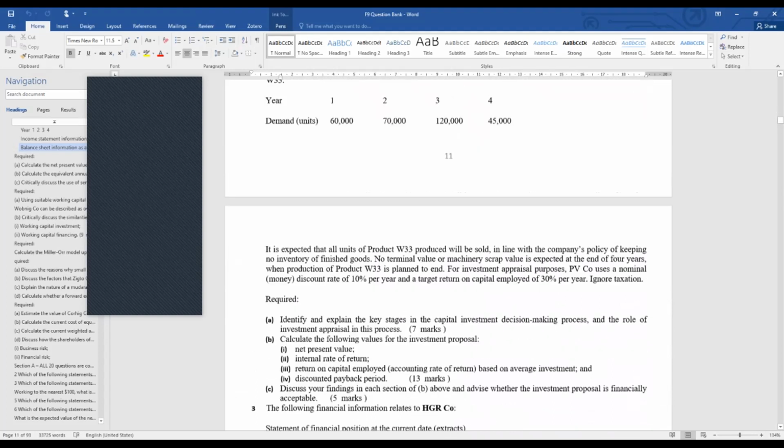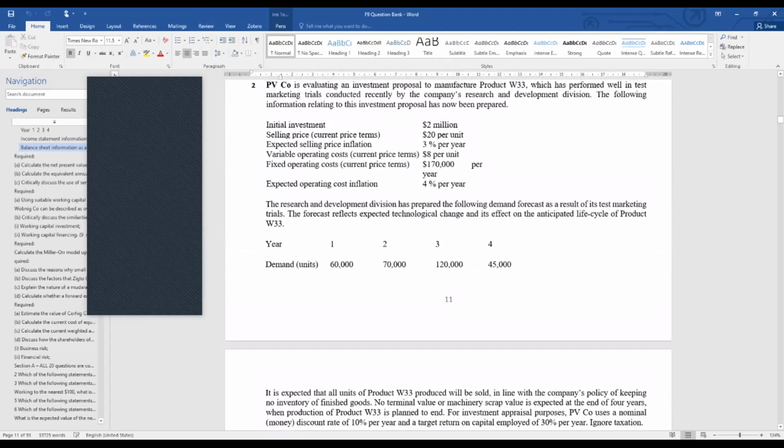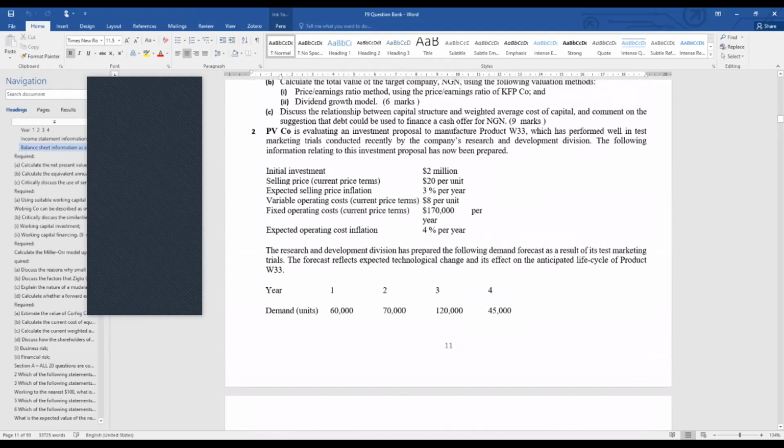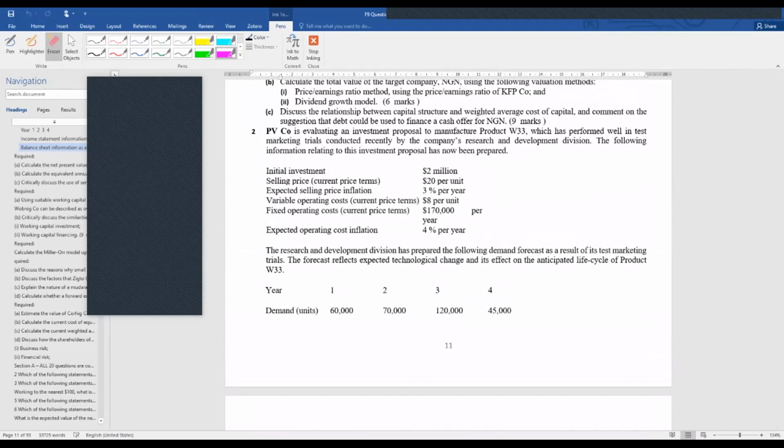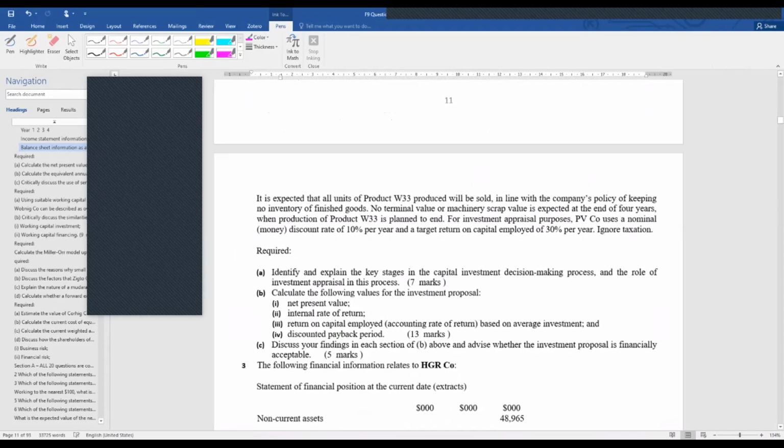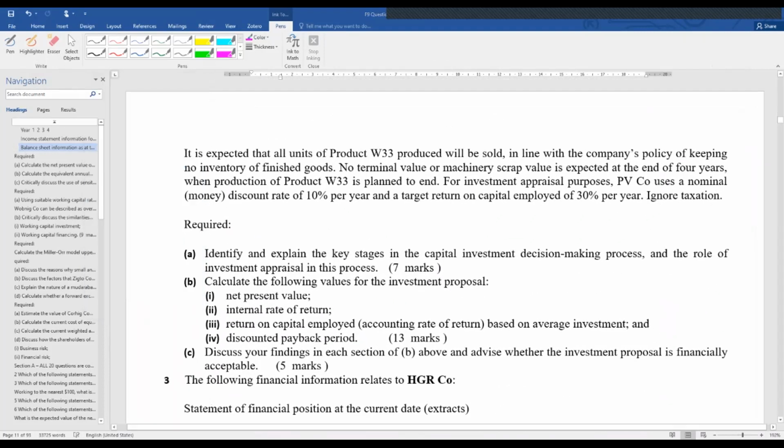Here it is. This is page 11, page 12. This company is called PV Company. Part A: the question the examiner is asking is to identify and explain the key stages in the capital investment decision making process and the role of investment appraisal in this process. So it's the same question. You are being asked to discuss the steps, the ones we just discussed, and of course here with the key concentration on the investment appraisal decision. So discuss NPV, and you can discuss the IRR method. So 7 marks.